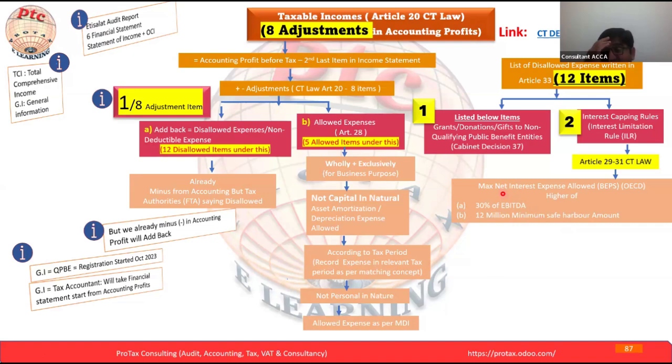But if our expenses are more, then we have to do the calculation. And what is the formula for calculation? The higher of 30% of EBITDA and 12 million. If our net interest expense is less than 12 million, we don't have to do this calculation. We don't have to do this exercise. By default, it is allowed.